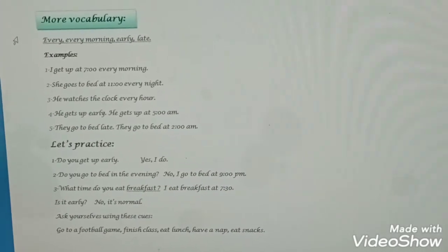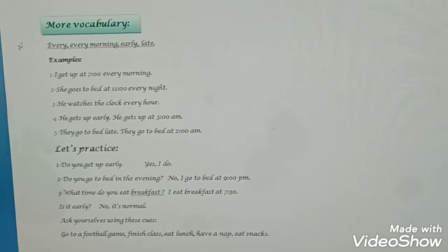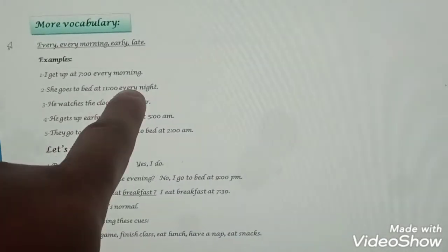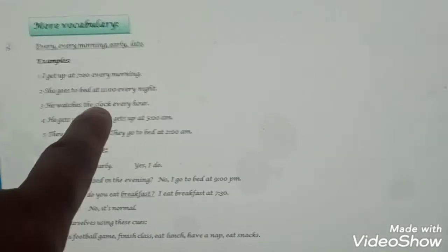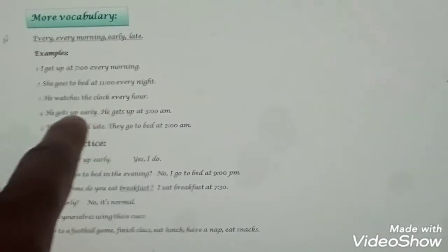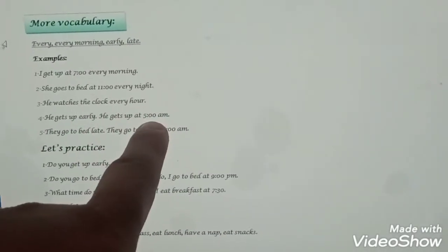Example, I get up at 7 o'clock every morning. She goes to bed at 11 o'clock every night. He watches the clock every hour. He gets up early. He gets up at 5 o'clock a.m.